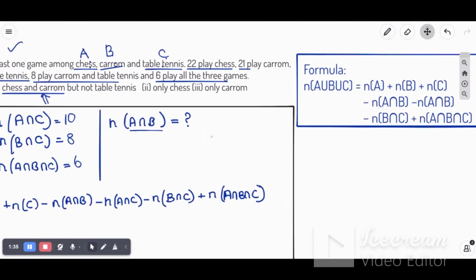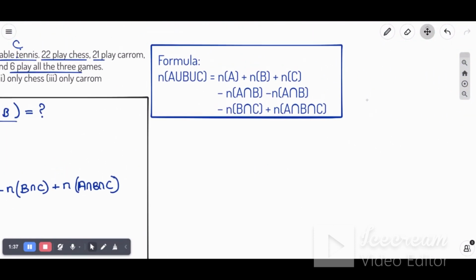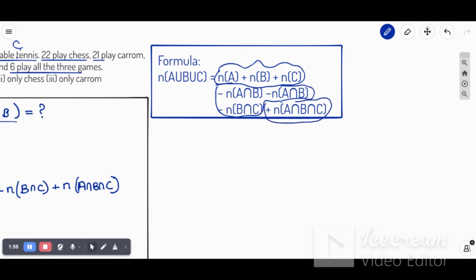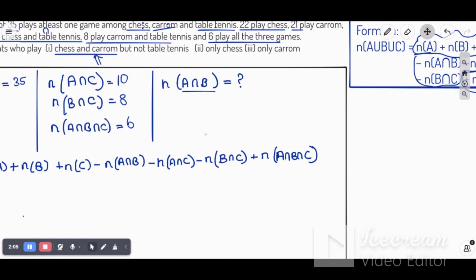Before solving this, we have to see the formula for this. n of A union B union C is equal to n of A plus n of B plus n of C. You have to add all this and then subtract the two intersection sets, and then again add the common intersection. So remember, you have to add the bigger sets, subtract the smaller intersections and again add the intersection. With this formula recap, let's move on to our question.